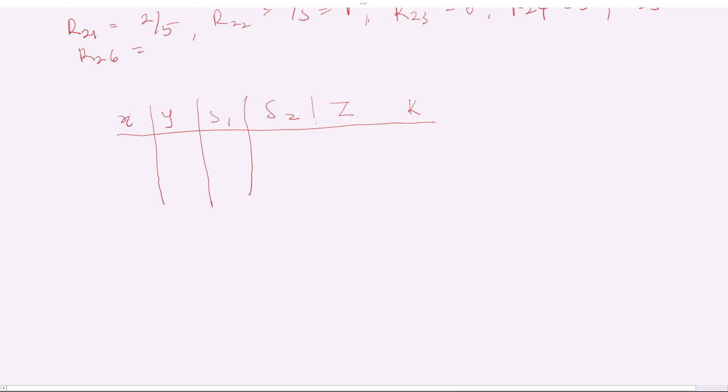So that said, we have to rewrite the table. Now we have the core variables x, y, s1, s2, z. Then we have the constant k, right? I will just be very fast, not so much design, because we have so many things to do.